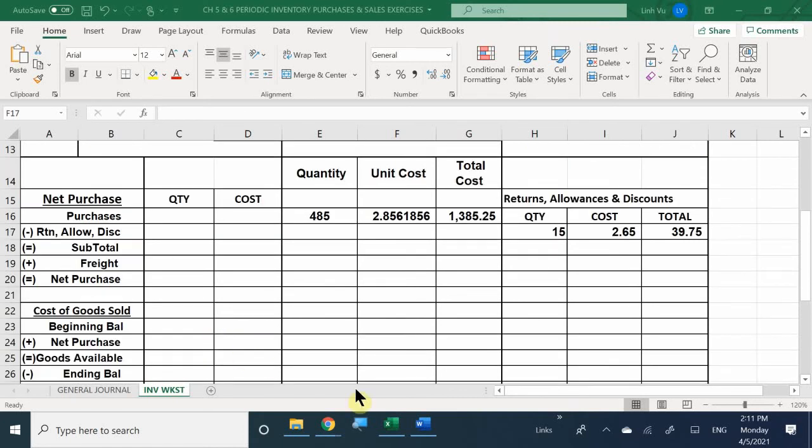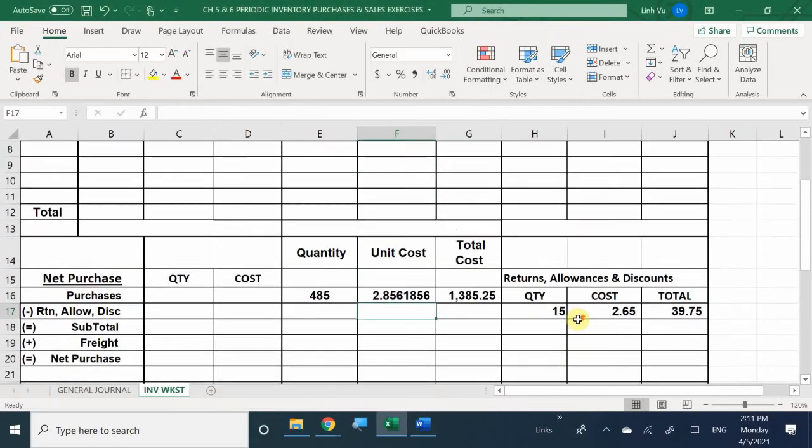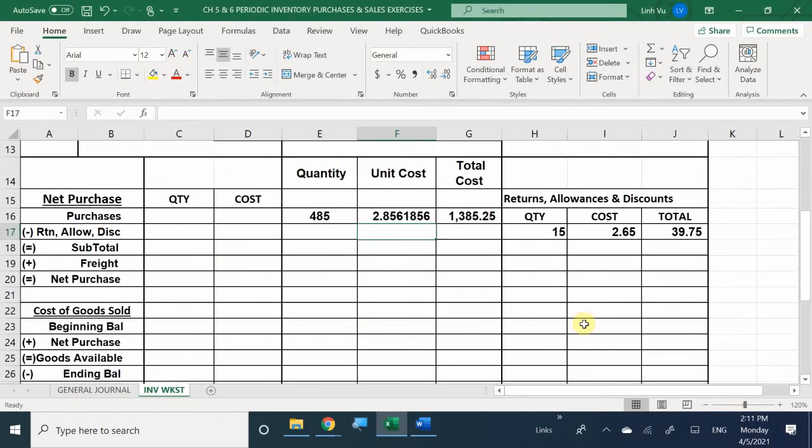All right, so there we are. We have the answer. When we're dealing with sales, we do not need to go into the inventory worksheet, because as you can see, we only care about our purchases. At the very top right here, it says purchases. Bottom here, purchase returns and allowances. Nothing to do with our sales.